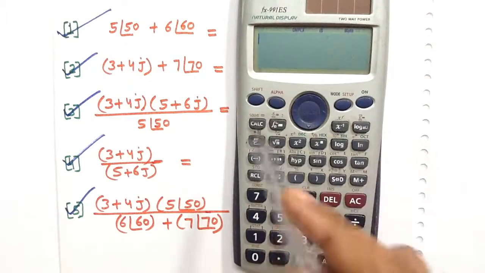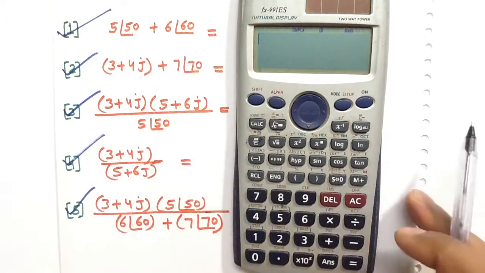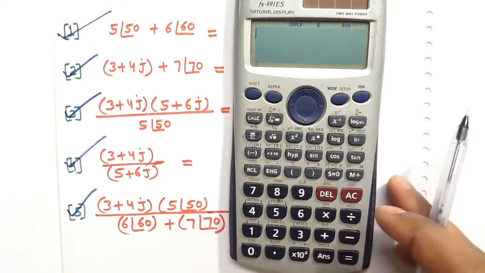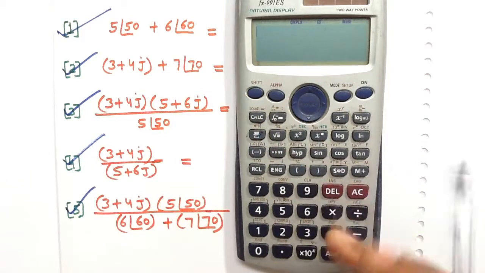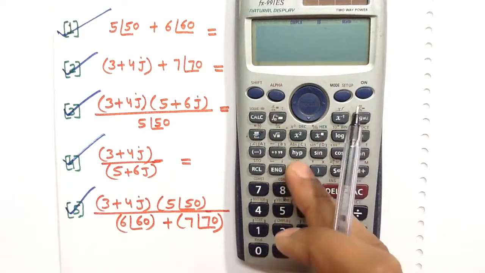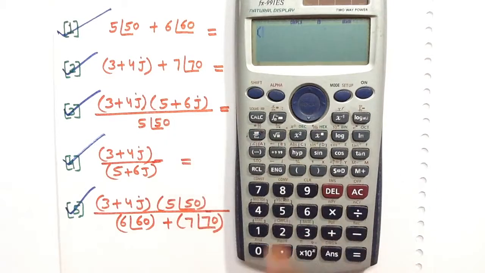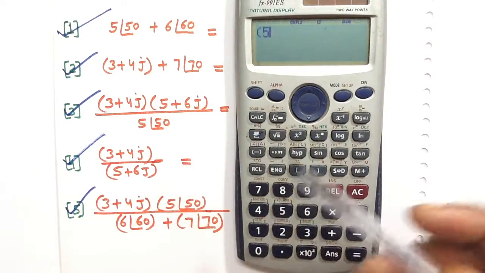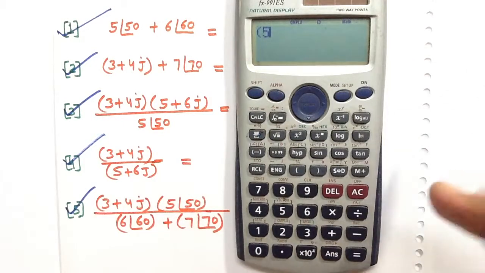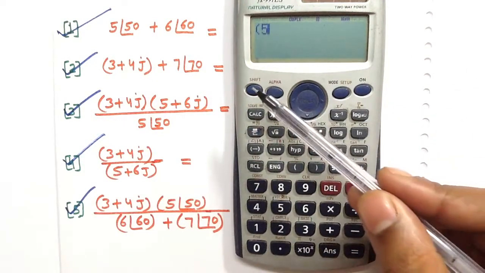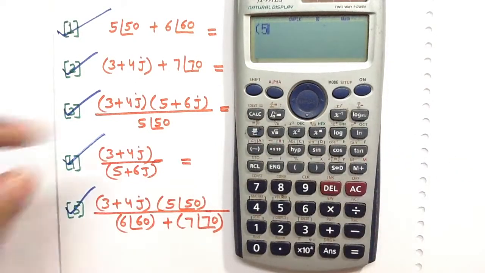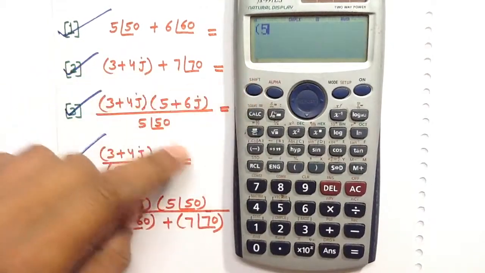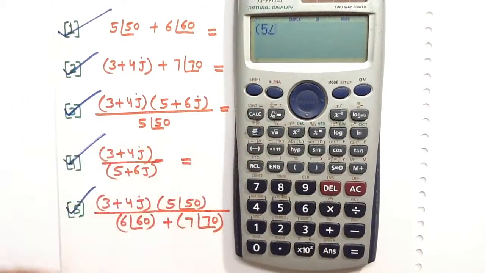Okay. The first problem is 5 angle 50 plus 6 angle 60, and write the whole equation on the screen of the calculator. To write this equation, press bracket, then 5 angle. How to write angle in the calculator? Press the button Shift, then press this button, angle. Now you can write 50.